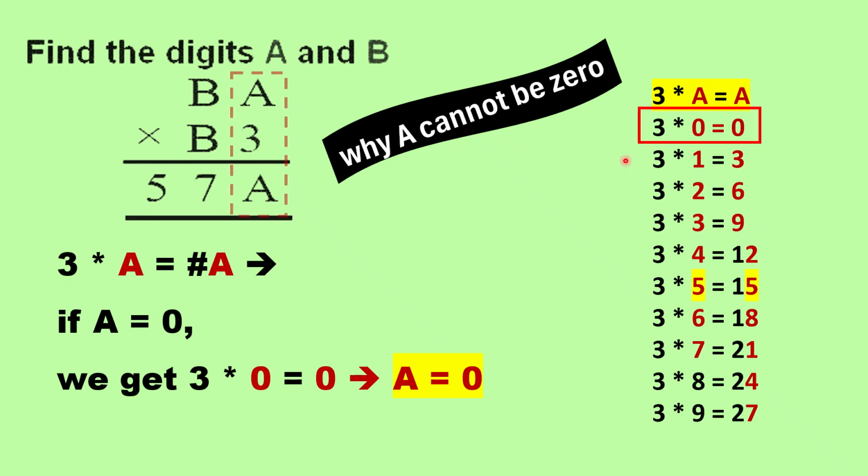Suppose A equal to 0. The first part is okay. 3 into 0 giving you 0. 3 into A equal to A, 3 into 0 equal to 0. That part is okay. So let us assume A equal to 0. Later we will prove that A cannot be 0, but for the time being let us say A equal to 0. If A equal to 0, the first part matches. So let us put tentatively A equal to 0 and then prove that it leads to an impossible result.